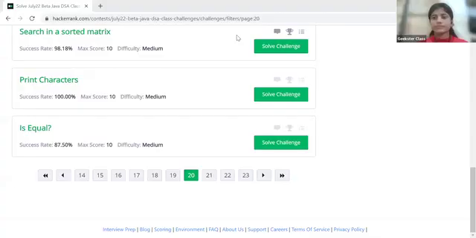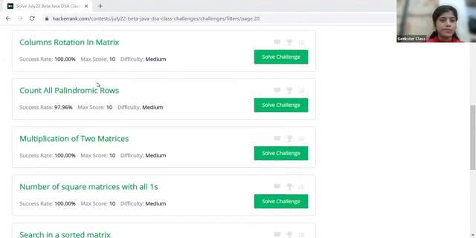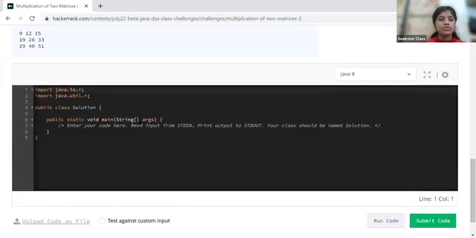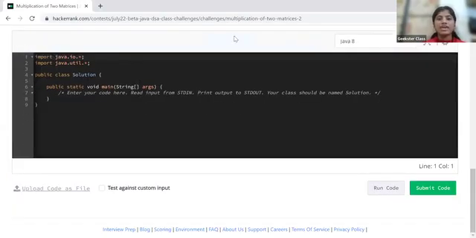K loop. Okay, let's discuss the question. So the question was multiplication of two matrices, right? So first of all, we have learned in our mathematics when we can multiply two matrices. When can we multiply two matrices? Do you know this?